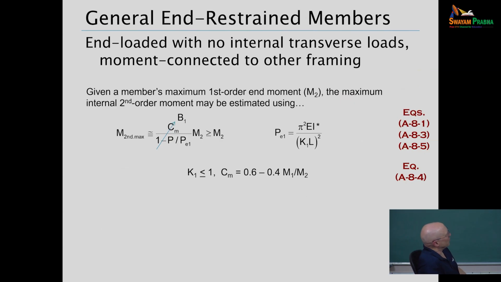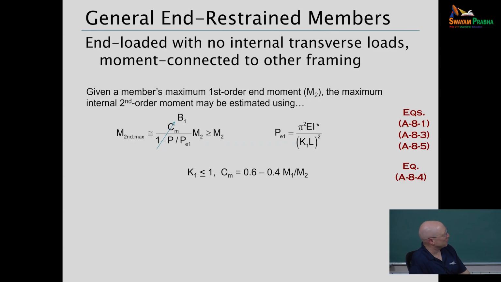And then general unrestrained members, subjected to end moments, but we don't have any transverse loads between the ends of the member. We're moment connected to other framing. What do we do? Well, the generalization is similar to what I showed you earlier. Same form for the B1, same C sub m equation for just a first-order moment diagram. It's a linear variation in the moments along the length. But the PE1 changes again.